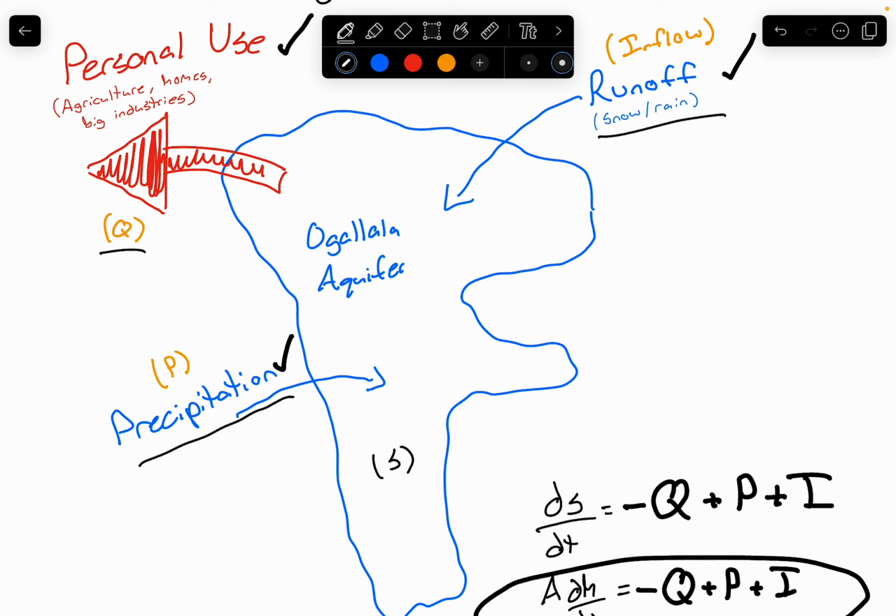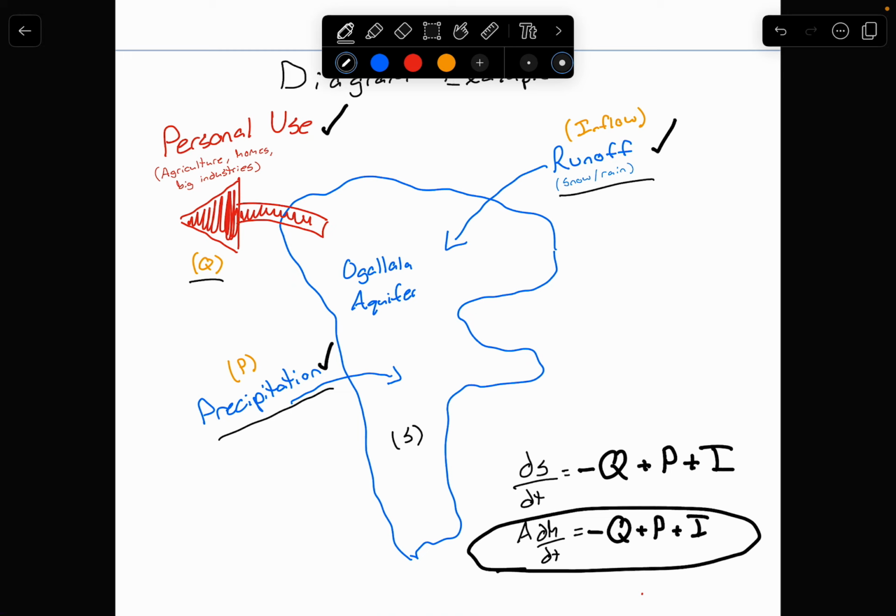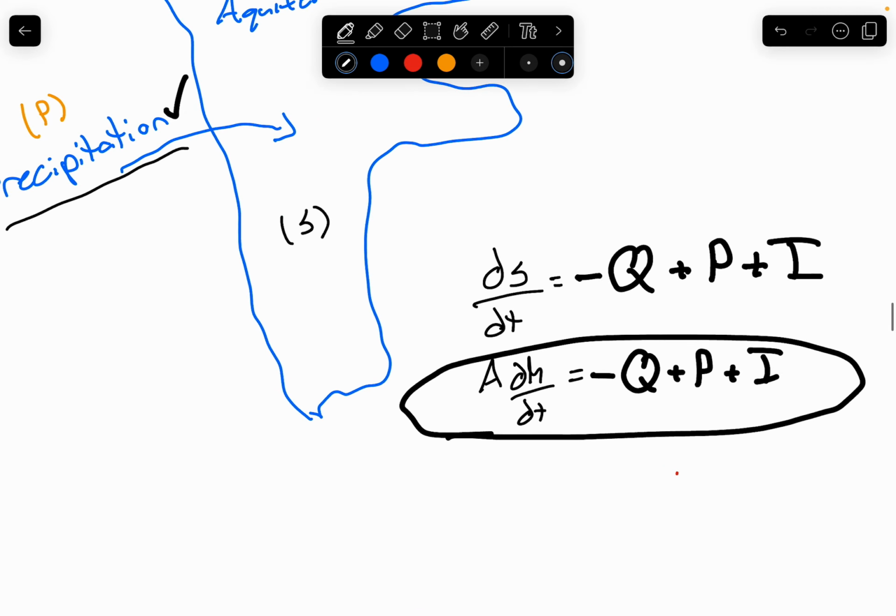And this personal use is from farms and homes and general uses. But the aquifer is also recharged using its massive area of 174,000 square miles, on top of the fact that the water basin surrounding it, all of that water from the rain or the melted snow, flows in and slowly recharges this aquifer.